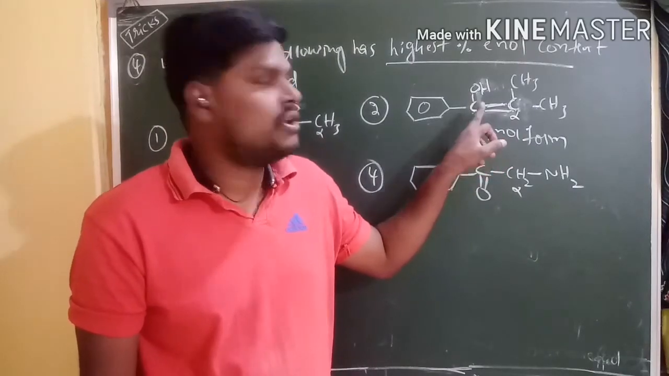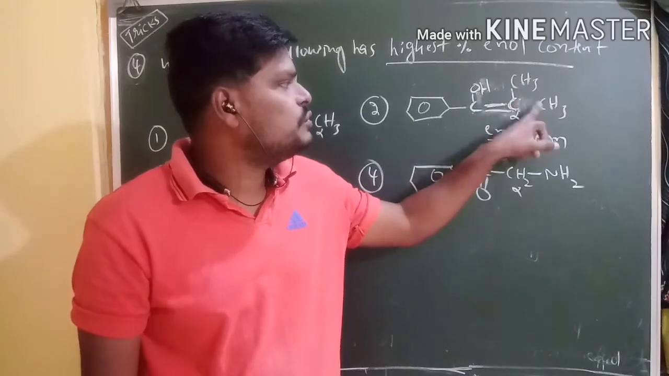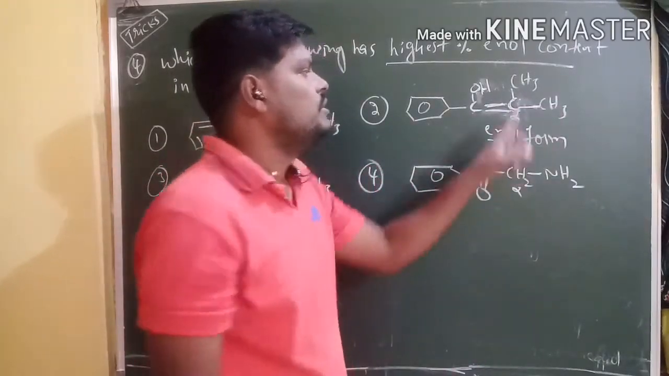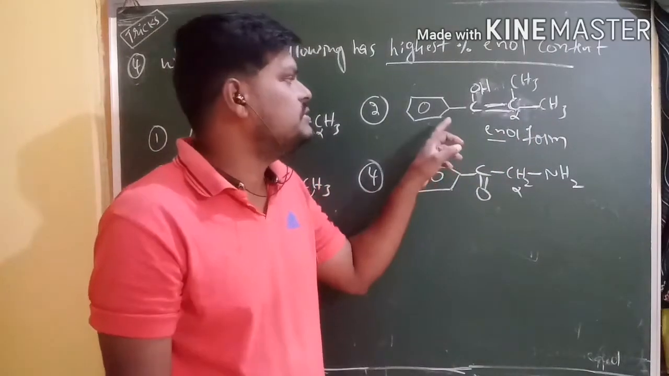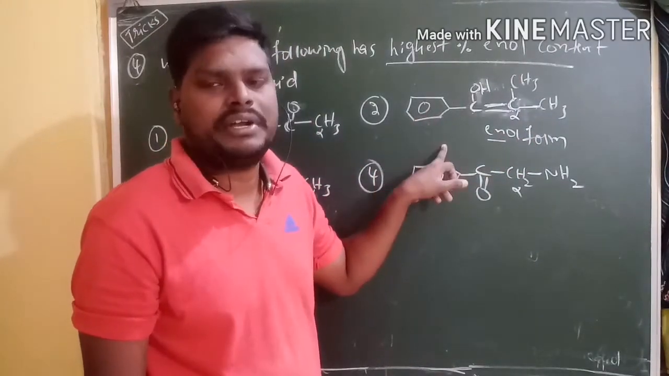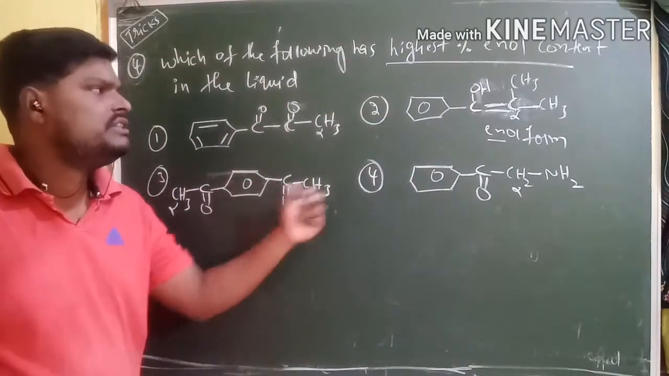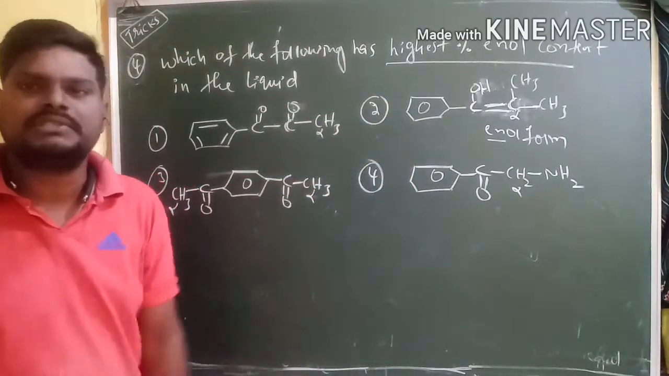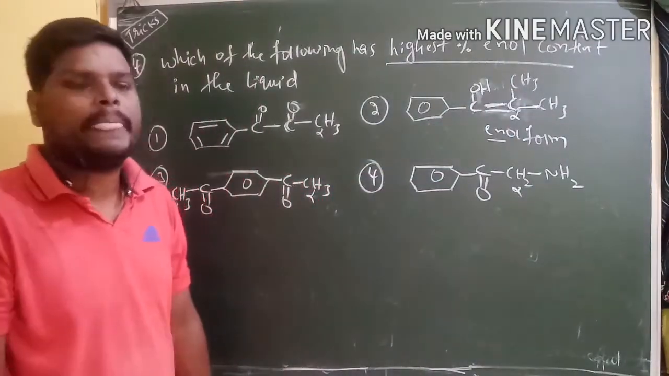More substituted alkene, and one more thing, this alpha carbon has two strong active methylene groups. That's why it has more enol content among these 3. Comparatively among these 3, this second one will show more enol content percentage because 2 active strong methylene groups are there.